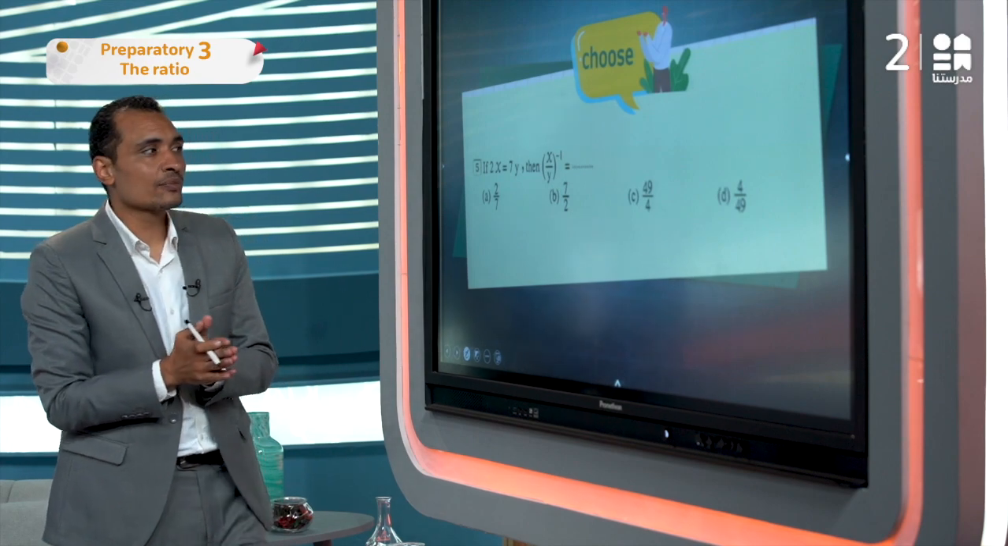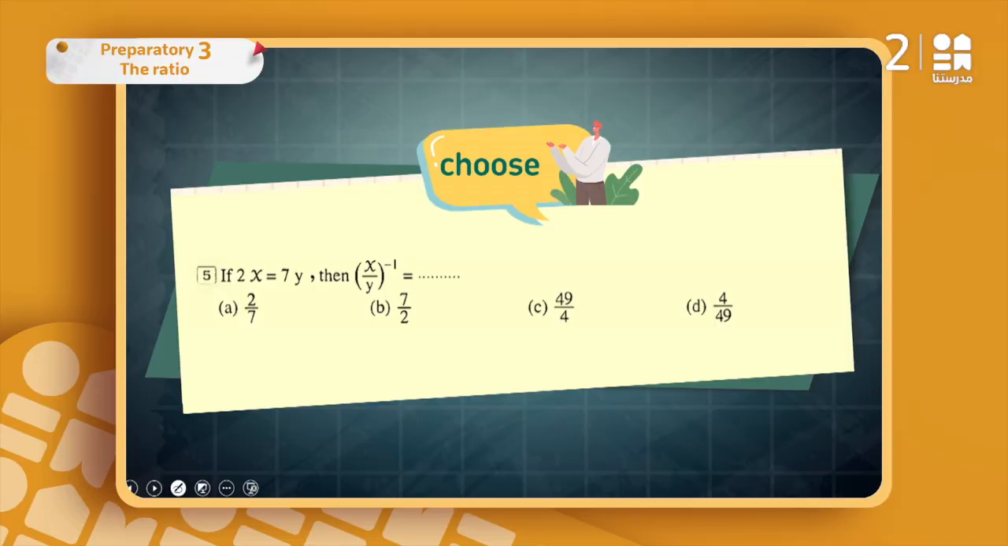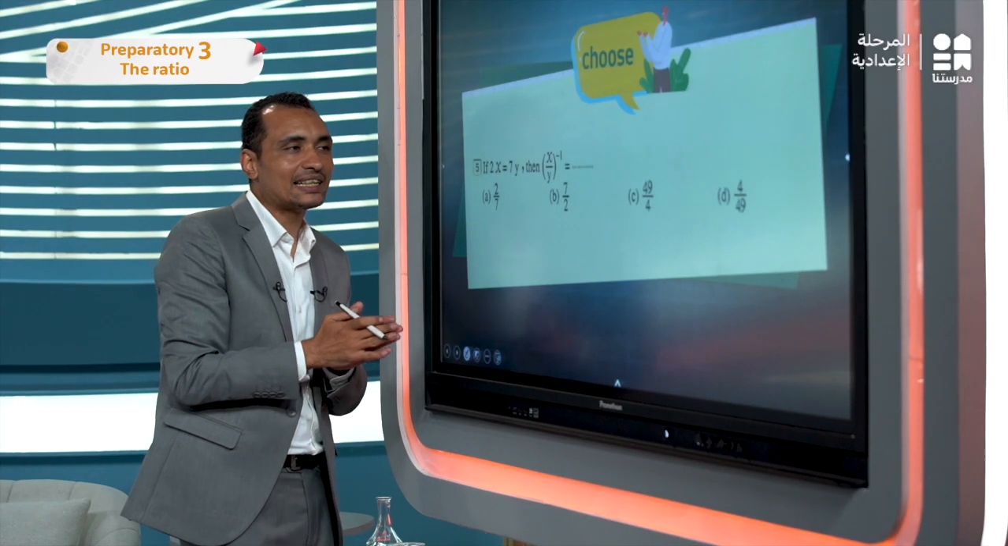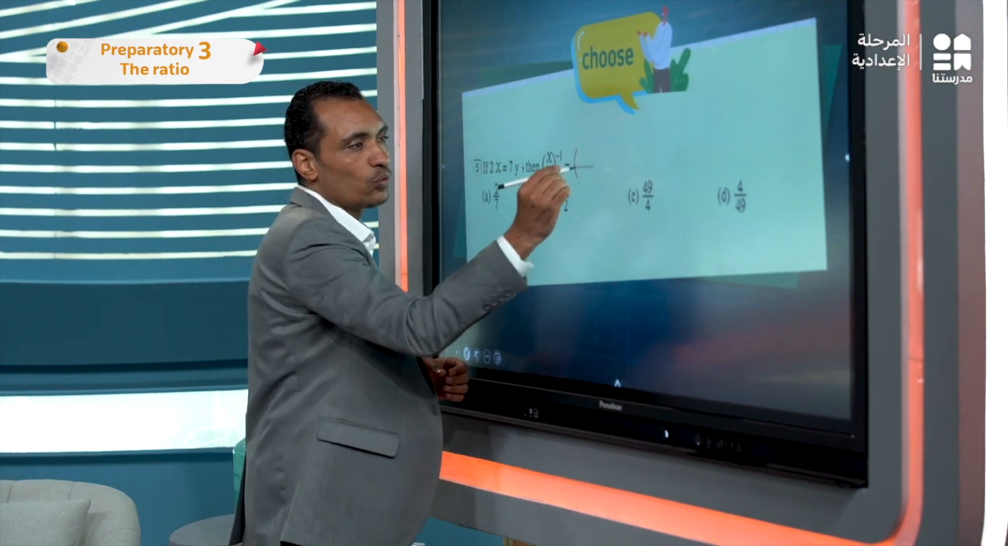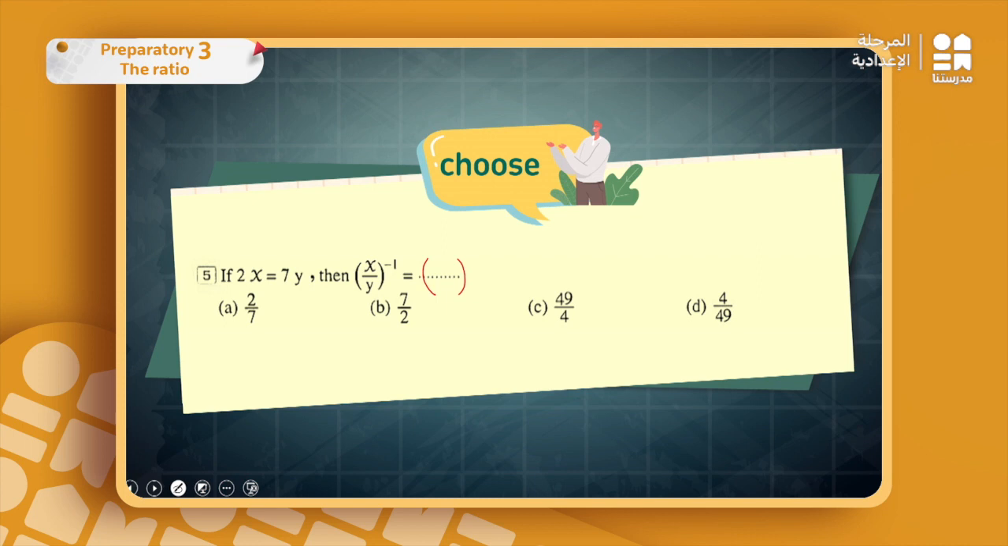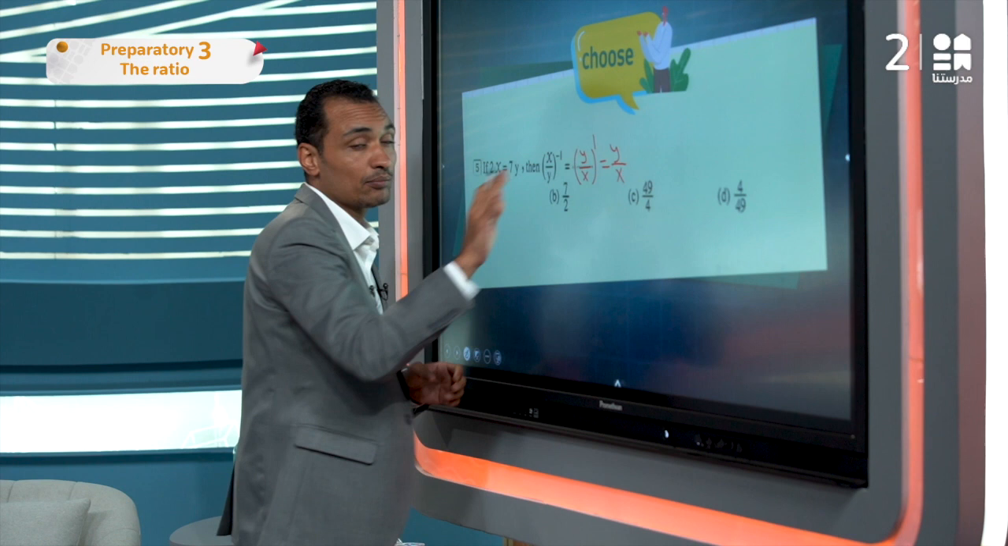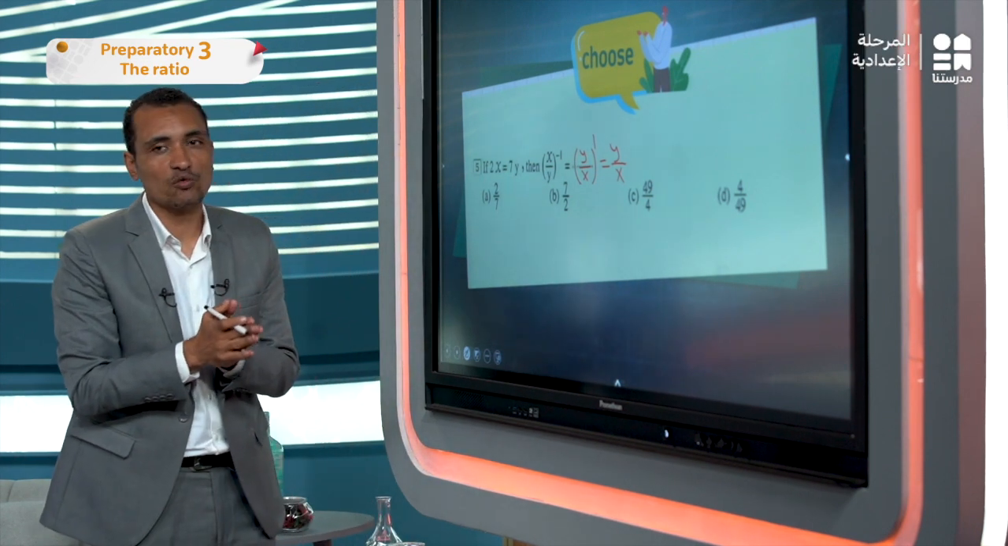The last question. If I have 2x equals 7y then x over y all to the power negative 1. كنا درسنا ده في أولى إعدادي when the power is negative. So I will flip the base. يعني هخلي البيس هنا y over x all to the power 1 which is y over x. يعني المطلوب مني دلوقتي y over x.